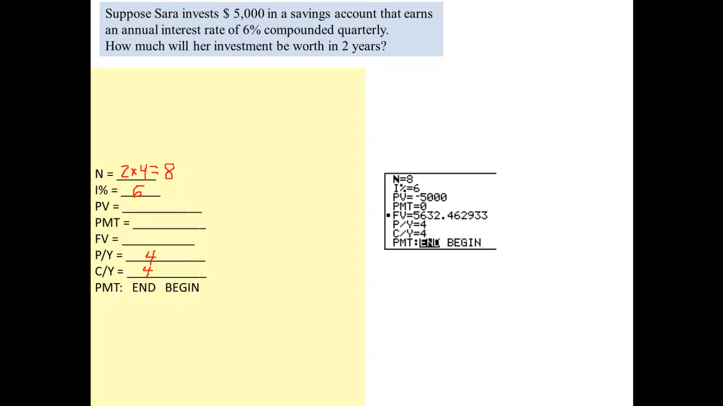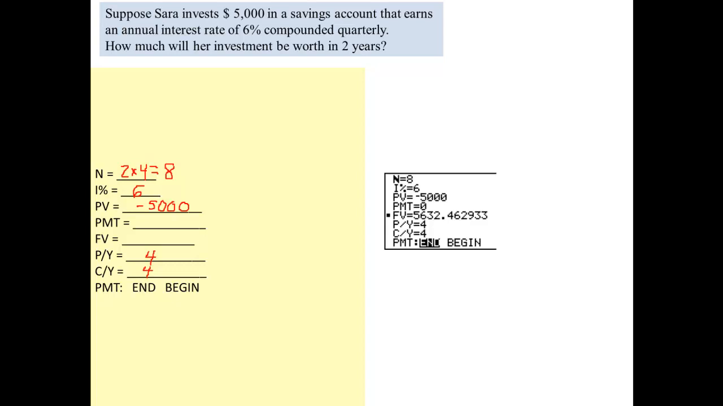The present value is the amount of money at the beginning of the problem. In this case, that's $5,000. In fact, it's a negative $5,000. Now, why is it negative? Because Sarah is taking her money out of her pocket and leaving it with the bank. So from Sarah's point of view, this is a negative transaction. She's leaving the money behind in a savings account. So I have a negative $5,000 for present value.